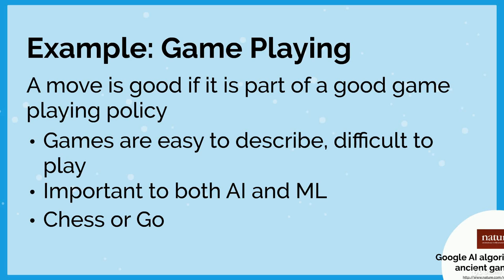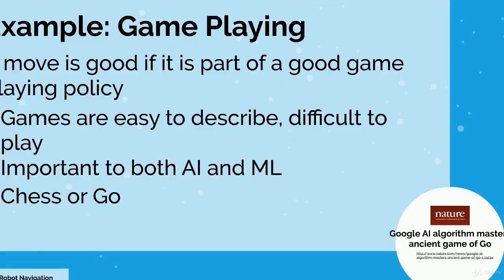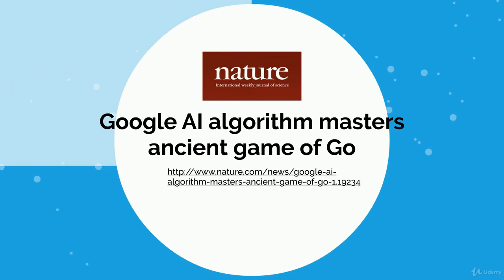So reinforcement learning and game playing specifically is very important to AI and machine learning. Some examples of this are the games chess and Go. AI algorithms, or machine learning algorithms, really reinforcement learning algorithms, have been used to master both chess and Go. And so I said I wanted to include articles about current advancements. This article is about a year old, but it's definitely worth a read.